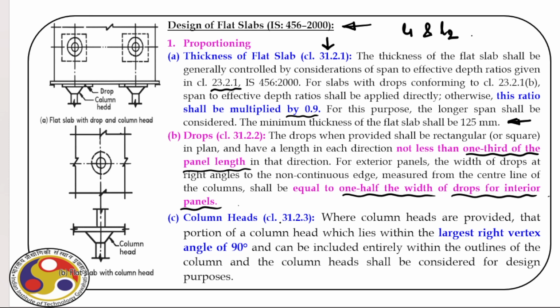Then comes column head, which is given in clause number 31.2.3, where column heads are provided, that portion of a column head which lies within the largest right vertex angle of 90 degree and can be included entirely within the outlines of the column, and the column head shall be considered for design purpose. Okay.